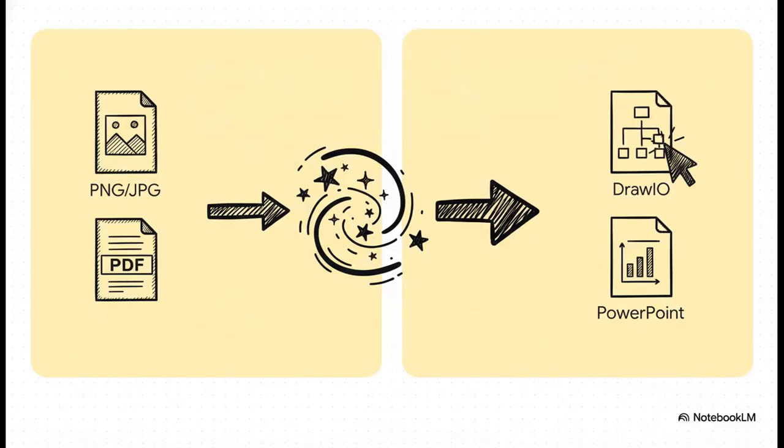And the beauty of it is just how simple the whole idea is. On one side, you feed it a regular old image, like a PNG or a PDF document, and on the other side, you get a fully editable draw.io file for all your technical diagramming or even a PowerPoint file. I mean, just think about that. You take a screenshot and bam, it's a slide you can tweak and present right away.